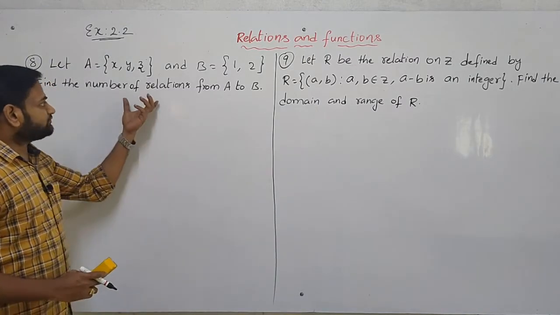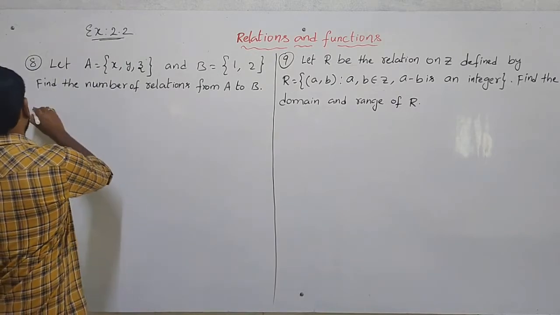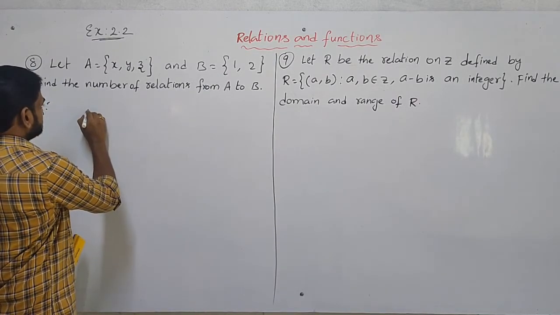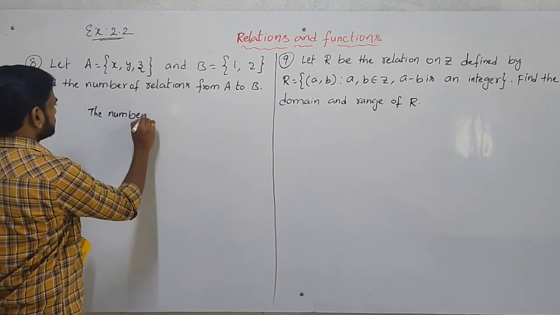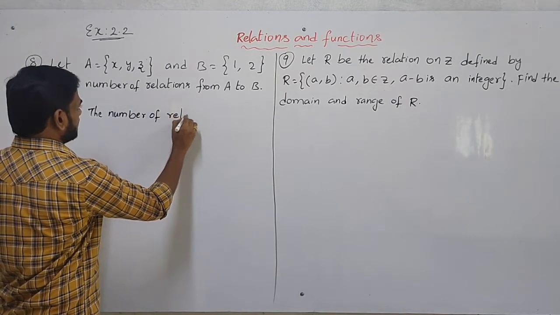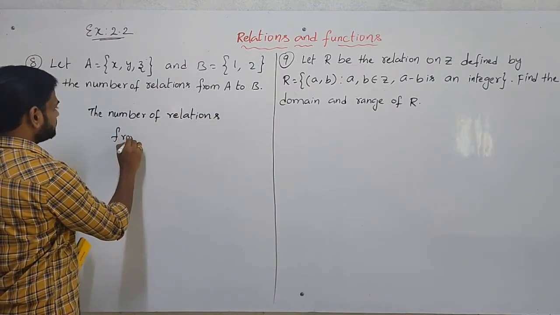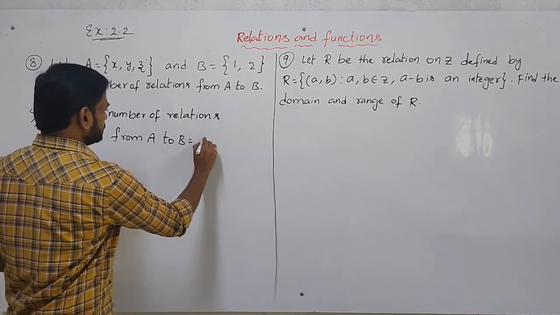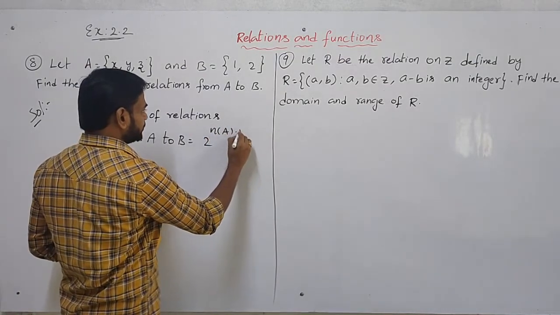So, what is the formula for the number of relations from A to B? I am writing here. The number of relations from A to B is equal to 2 power n(A) times n(B).